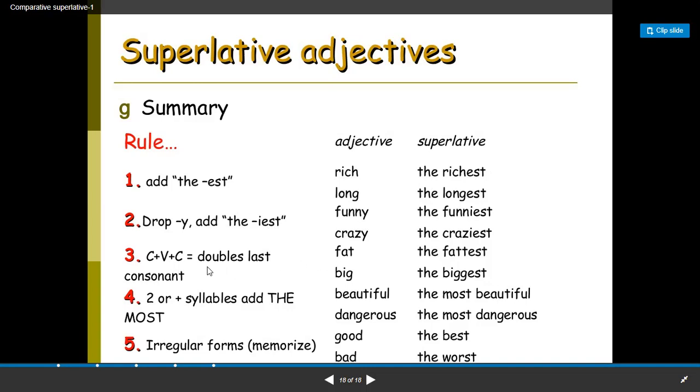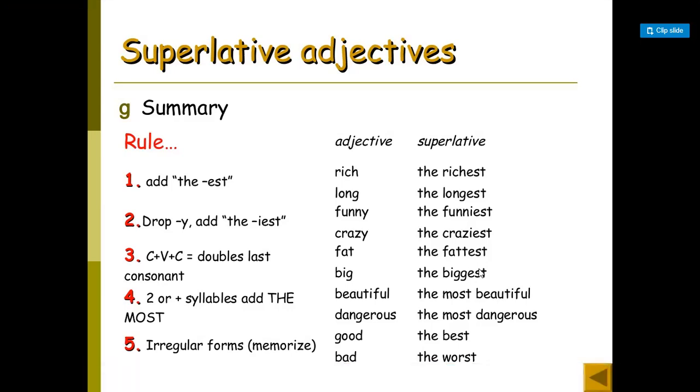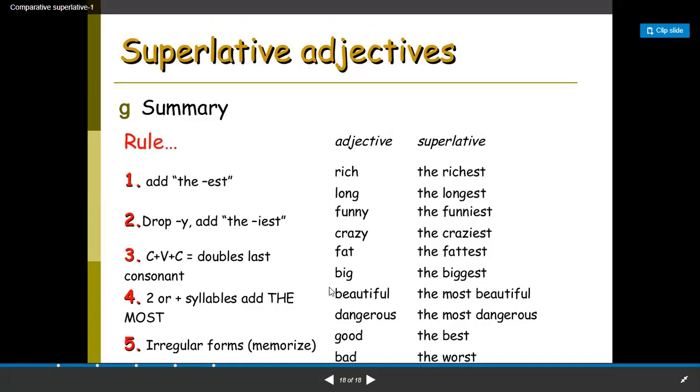And then if we have a word that has consonant, vowel, consonant, again, we will double the last consonant and put EST. Then we would say, wow, this boy is the fastest among his colleagues. This woman is the biggest inside the group. And then if we have a big word or 2-syllable words or more, like beautiful, dangerous, again, you will put the, but we will not put EST, we will put most. So this girl is the most beautiful in the group. This person is the most dangerous among all.